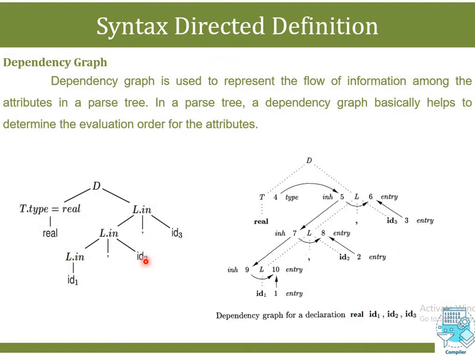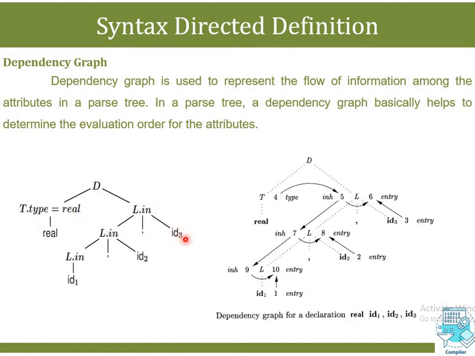So ID2. What is ID2? It will take its value from the lexical analyzer, so the second ID2 is assigned here. So we place an edge from 2 to 8. Even this node cannot be processed completely, because L dot in needs a value from the parent node, so we can only process it partially. Just placing an edge from 2 to 8, we again proceed to the parent node.